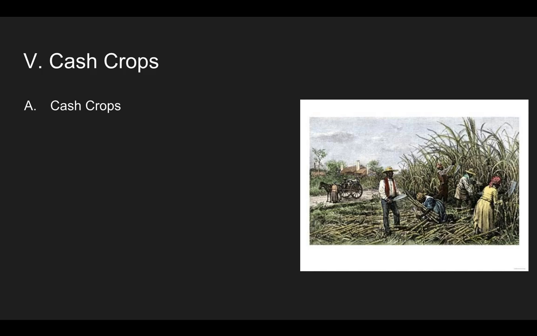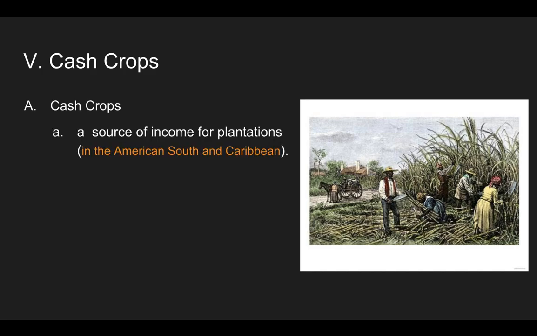So cash crops, a source of income for plantations. And we find that a plantation is basically a very large farm that is overseen by a single family or a couple families that own the plantation, or it's been passed from generation to generation, and the owner of it would be called a planter or the master. And it was the way that that planter made money, and so the plantation was the place that all the crops were grown upon, so these cash crops. And you found them in the American South or in the Caribbean and in parts of South America.